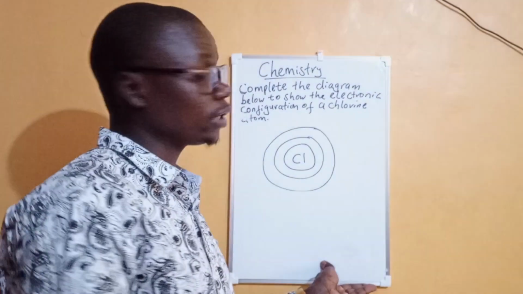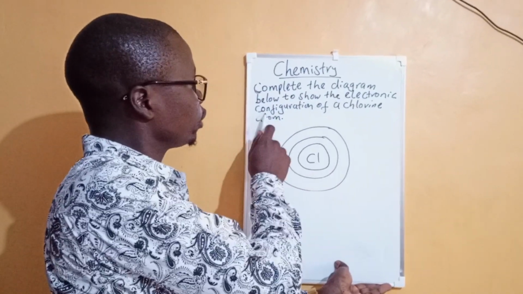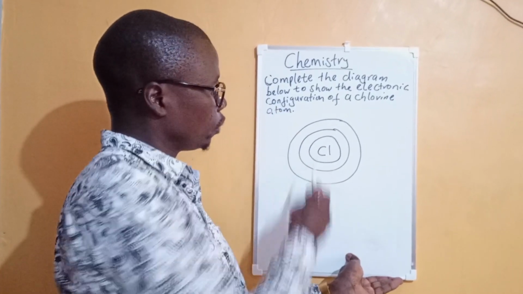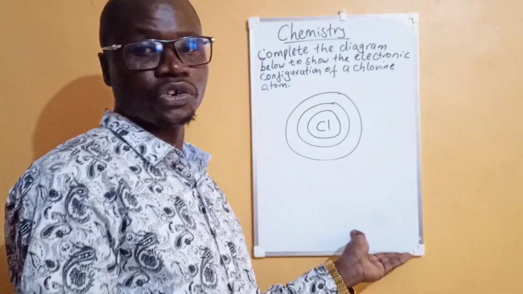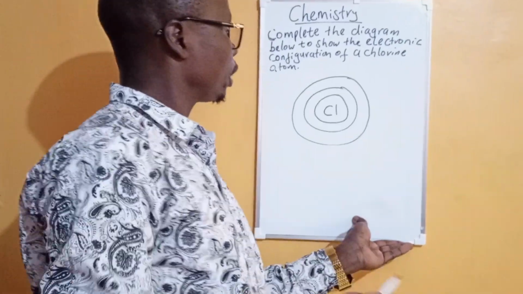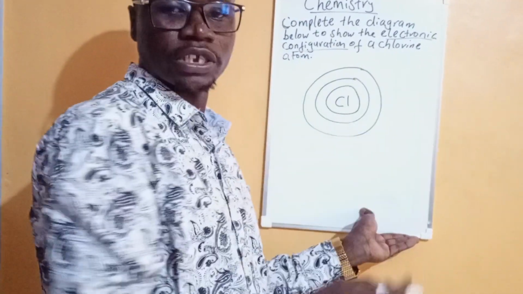Now, the first question that I have says, complete the diagram below to show the electronic configuration of a chlorine atom. Here, the shells of chlorine have already been drawn. Now we want to represent the electronic configuration of chlorine in this structure.